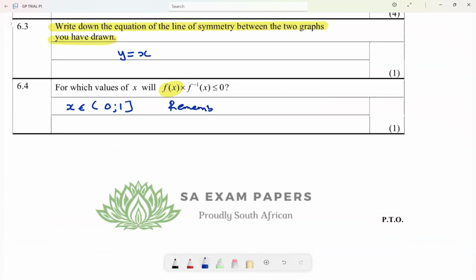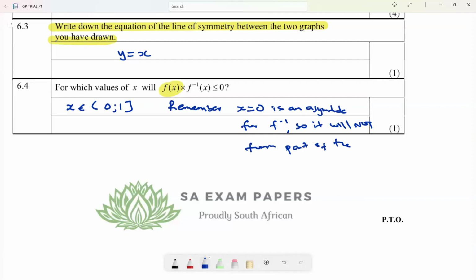Remember, x is equal to 0 is an asymptote for the graph of the inverse. So it will not form part of the solution. Hence, we use a round bracket. A round bracket like that.